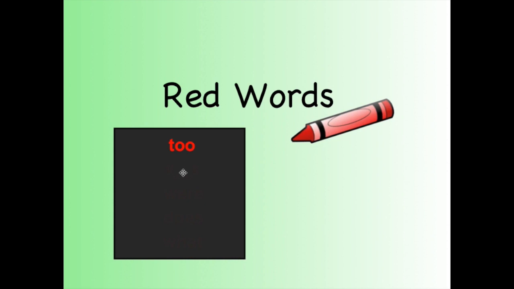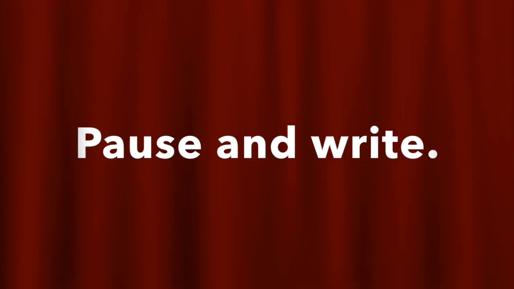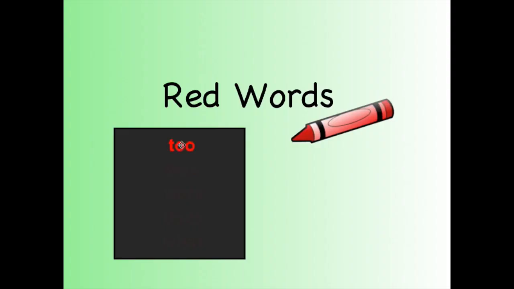Two. Was. Were. Does. What. Now let's hide the list and write the word two. Pause and write the word. I had too much cake. Check your answer.